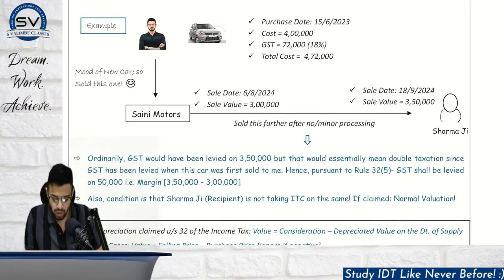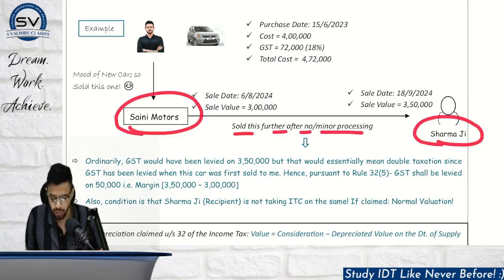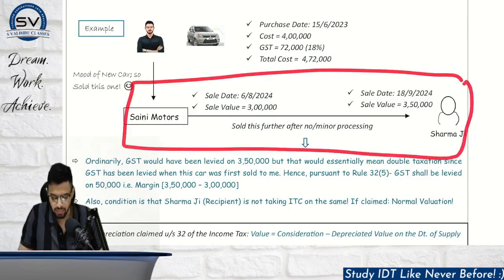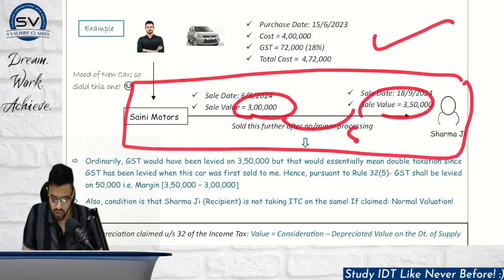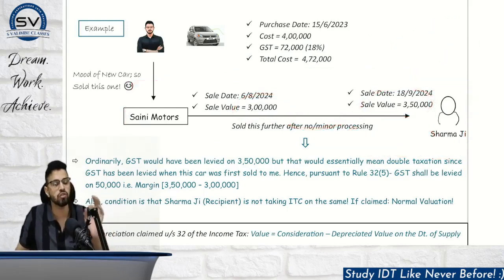The sale was materialized on 6th August 24. Sale value was 3 lakh. I bought for 4 lakh, I'm selling for 3 lakh. And this Sani Motors sold this further after no or minor processing to Sharma ji for, let's say, 3,50,000 on 18 September 24. This part is with respect to the margin scheme that we have already covered. GST will be levied on the differential margin, that is 50,000. In normal cases, it would have been levied on 3,50,000, but because this is a margin scheme and we have to avoid double taxation, GST will be on 50,000 rupees.